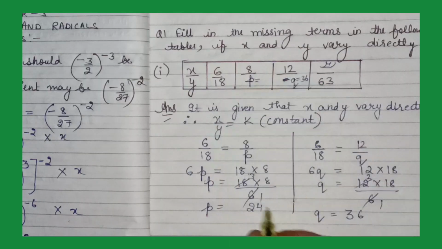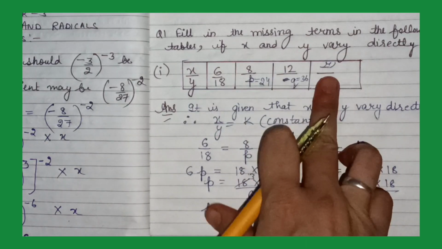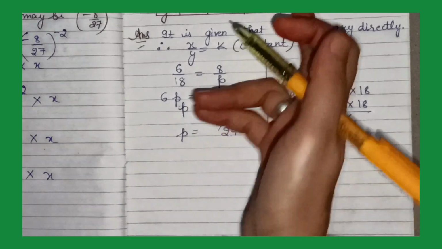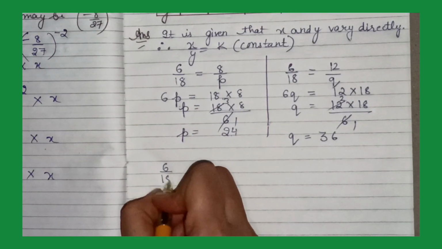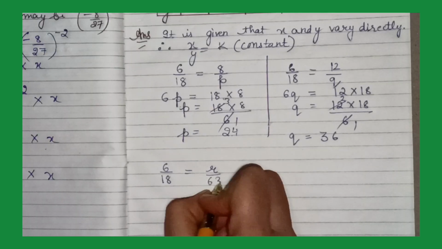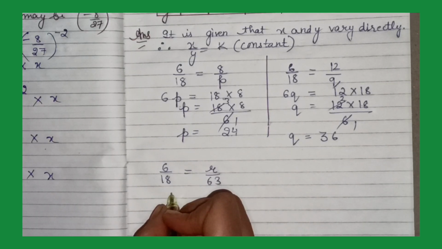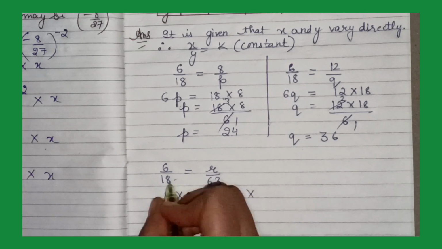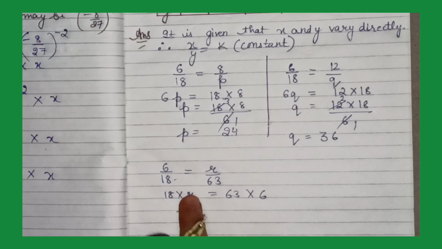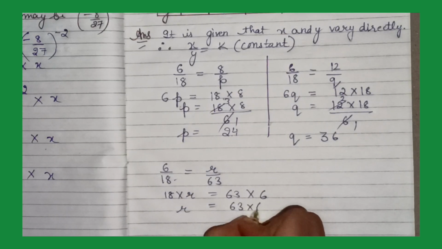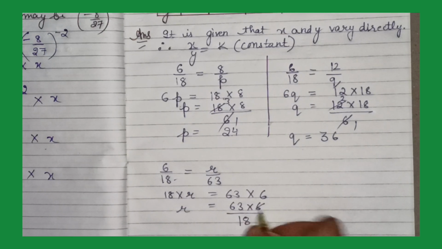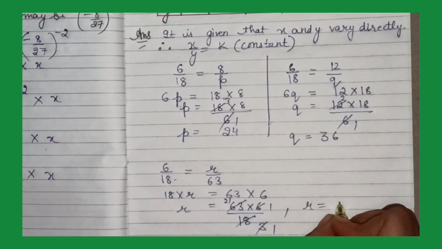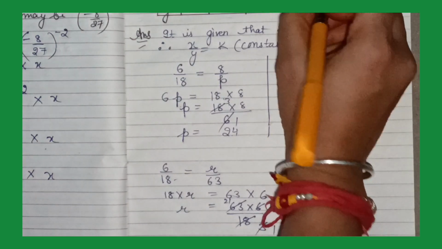And P is equal to 24. Now I find the value of R by writing 6 upon 18 is equal to R upon 63. By cross multiplying, 18 multiplied by R is equal to 63 multiplied by 6. R is equal to 63 multiplied by 6 upon 18. 6 1s are 6, 6 3s are 18, 3 1s are 3, 3 2s are 6. So R is equal to 21.